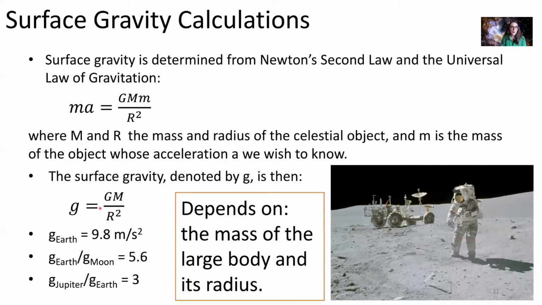Okay, so M is the mass of your celestial object. R is the radius of the celestial object in this case.